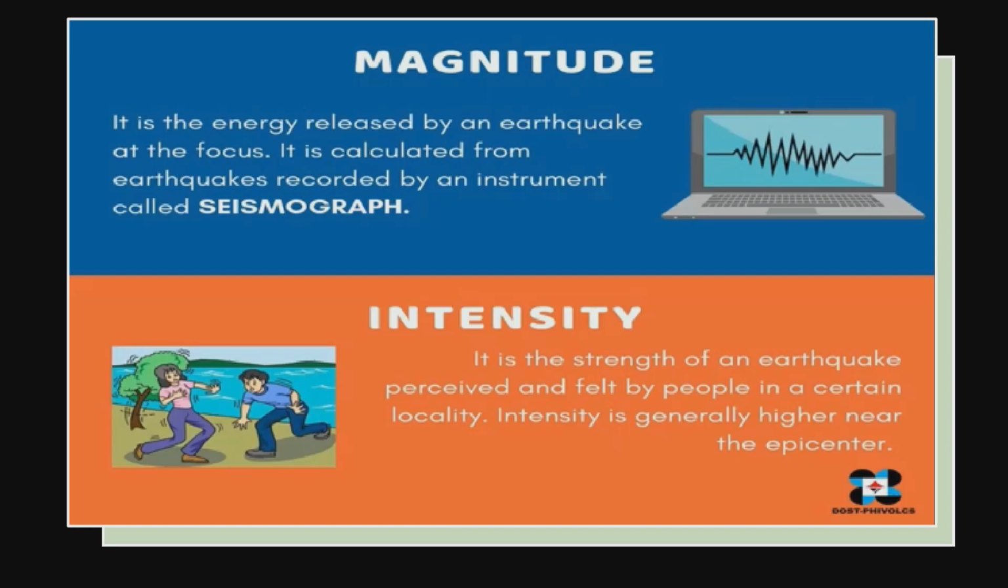And intensity is generally higher near the epicenter. The closer your location is to the epicenter, the higher the intensity. When it is closer, the effect is stronger, and there is more of it from the earthquake. When it is farther, of course, the effect on people and the surroundings is less. Okay, did you get that, class?